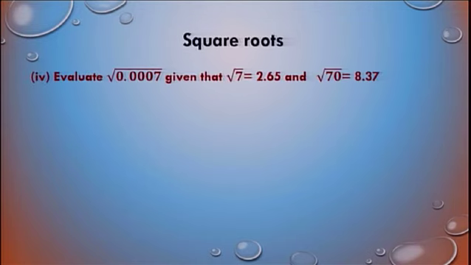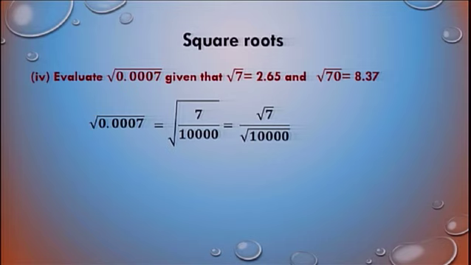Now let's have a look at another example. Evaluate square root of 0.0007. You are given the value of square root of 7 and square root of 70. Square root of 0.0007 is equal to square root of 7 over 10,000. Since square root of 10,000 is a standard value, we can have the answer directly. So square root of 7 is 2.65. Square root of 10,000 is 100. So the final answer will be 0.0265.